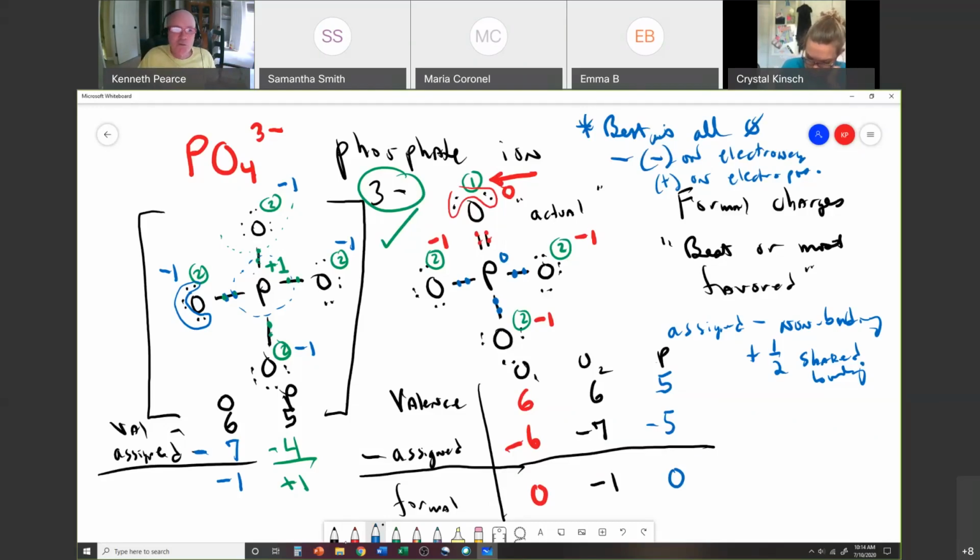So sure enough, we have -1 in both cases. So the -1 is on the right element. The -1, the minus charge should be on the oxygen, if you have to have one. Ideally, we don't want any charge at all. So sure enough, the oxygen is -1. But what do we see here? We see that we have 4 that have -1s on them, and we have a +1 on the phosphorus.